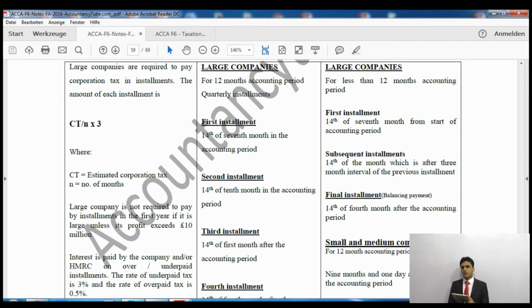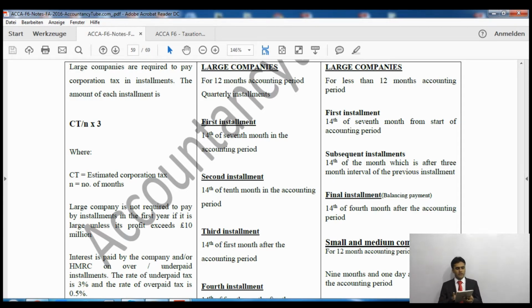So if you've started trading on 1st of January, then the 7th month will be July. So on 14th of July you will make the first payment. The second payment will be made on the 14th of the 10th month. The third payment is on the 14th of the first month after the accounting period, and the fourth payment on the 14th of the fourth month after the accounting period.